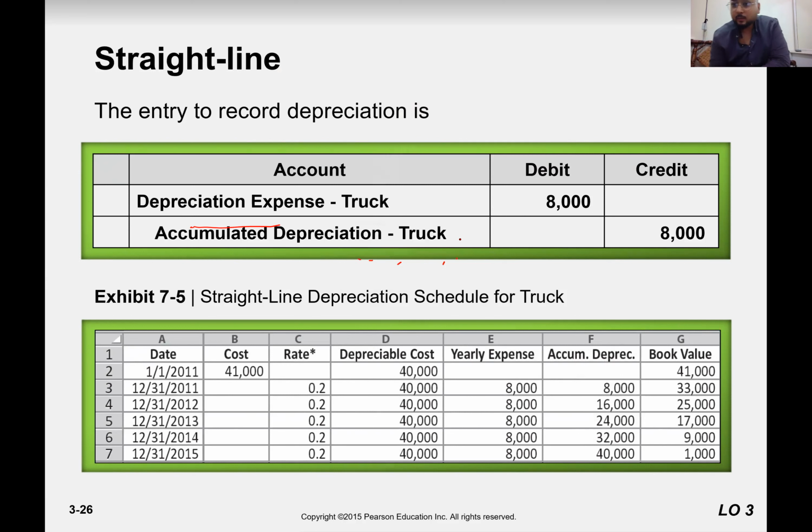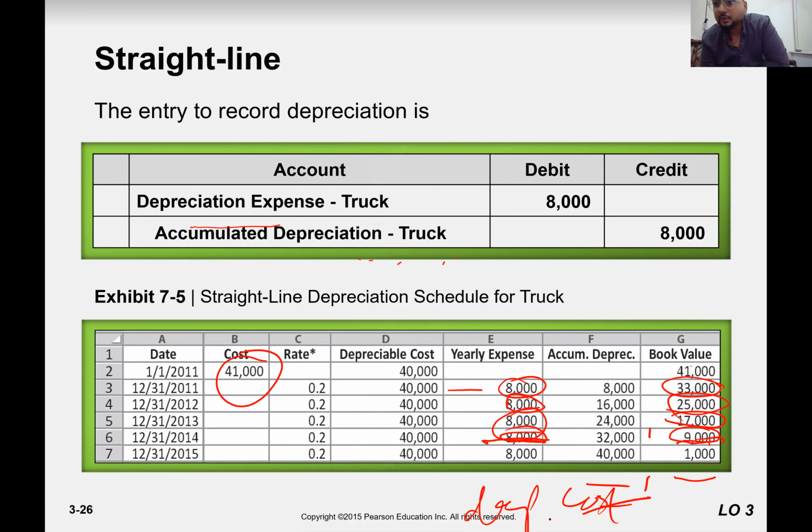If you want to see what will happen after 5 years, the depreciation is 8,000, so 41,000 minus 8,000, answer is 33,000. Now 33,000 minus 8,000, answer is 25,000. 25,000 minus 8,000 is 17,000. 17,000 minus 8,000 is 9,000. So this is the accumulated depreciation, which is equal to the depreciable cost.